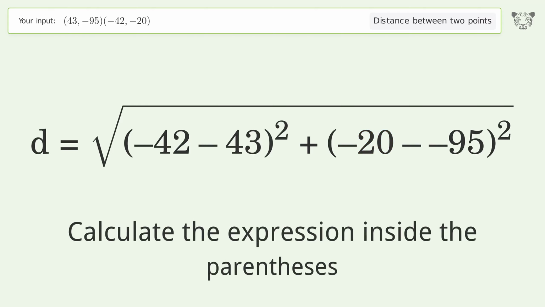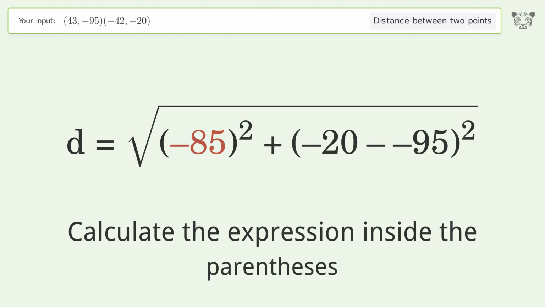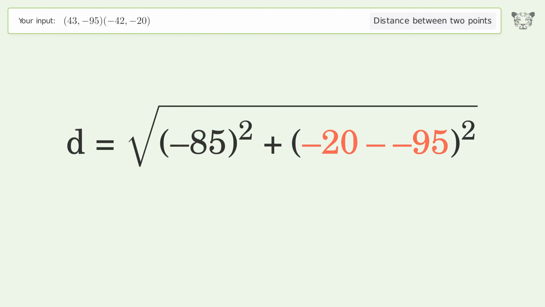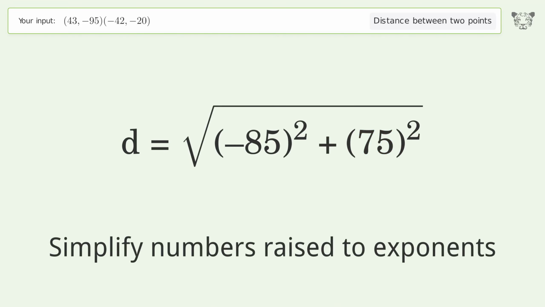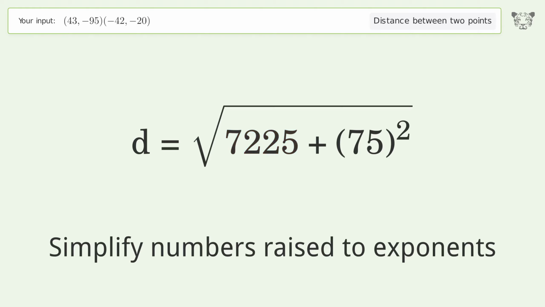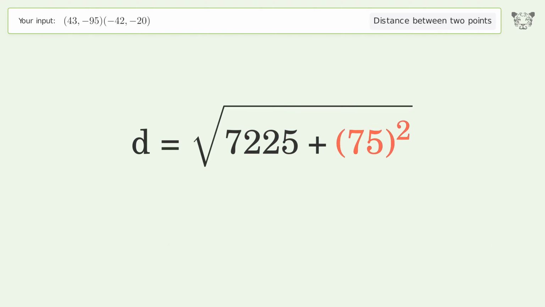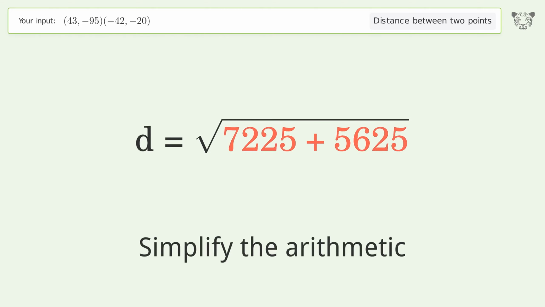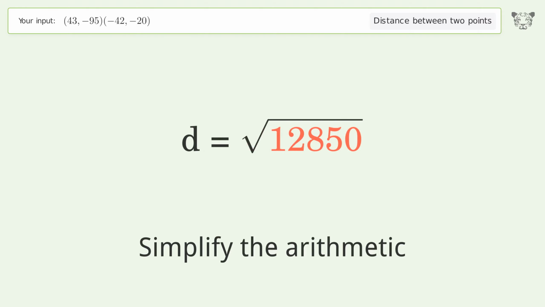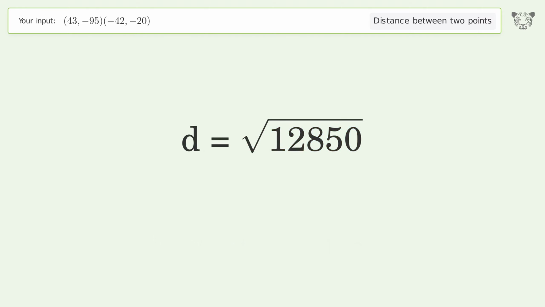Calculate the expression inside the parentheses. Simplify numbers raised to exponents. Simplify the arithmetic. And so the distance between the 2 points is the square root of 12,850, or 113.358.